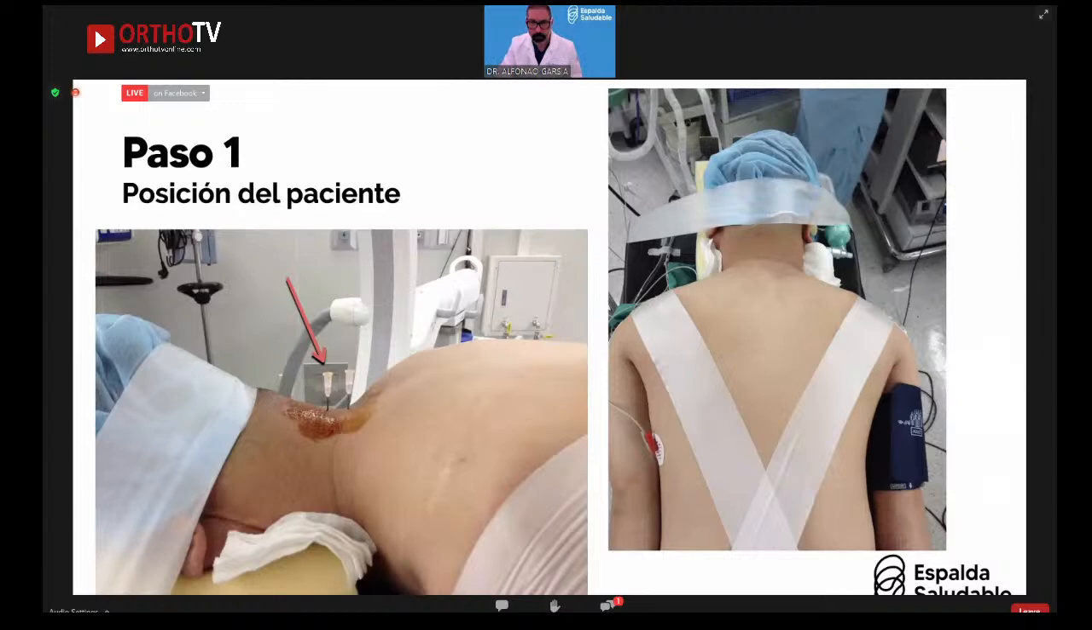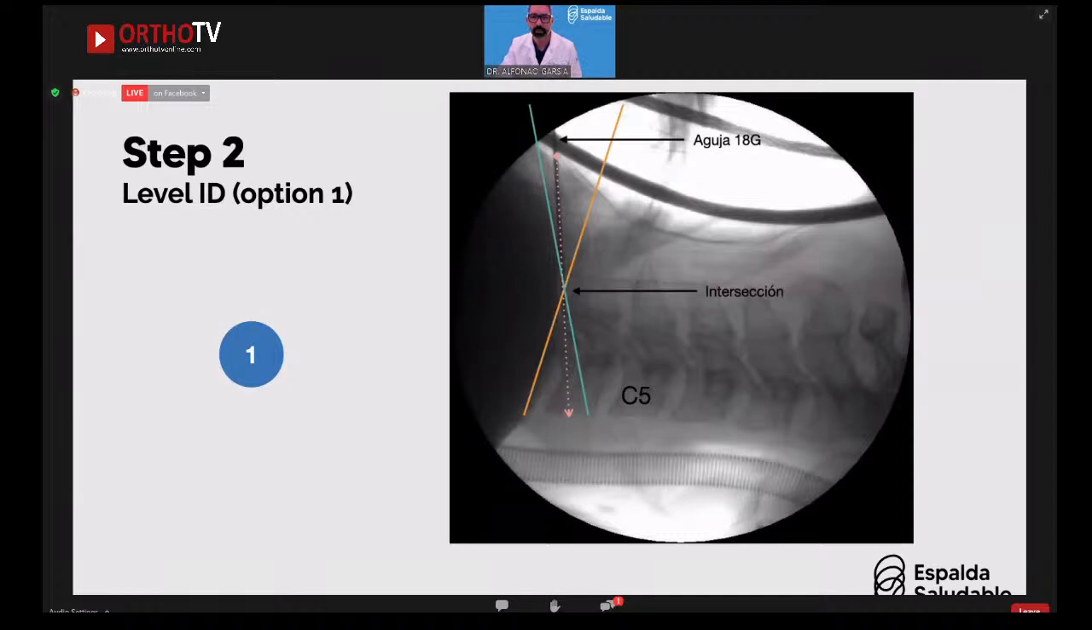And there are two ways of identifying the level. The first option, I find a little bit complicated, which is the intersection between two lines: the most anterior and upper margin of the upper level, where it intersects with the line that unites the disc level at the disc level we are working. And you see that pink line is exactly where we intersect, and that's where my initial 18-gauge needle is placed.